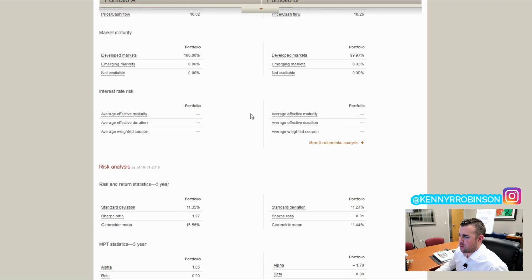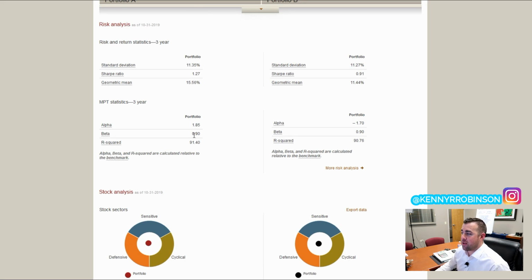Let's go over to beta. How volatile is it? What's interesting is they both have the same beta. This one has a negative alpha. This means it has not exceeded expectations, so to speak, whereas VIG has.